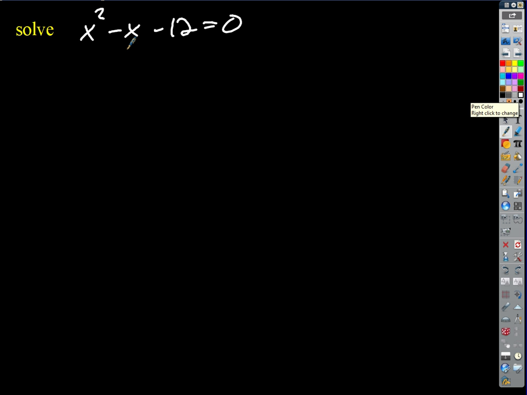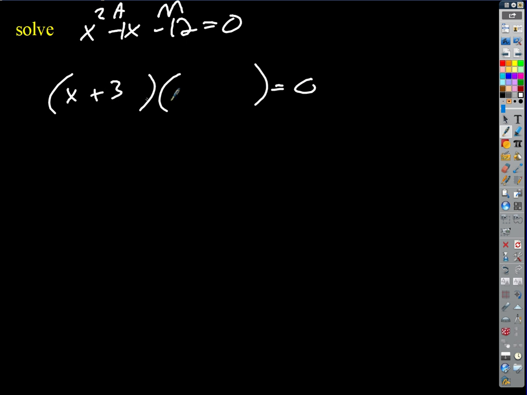Good, factor it. So can we find magic numbers? What would they have to multiply to? Negative 12, okay. And they'd have to add to negative 1, okay. So can we find magic numbers that do that? 3 and negative 4. There you go, perfect. So x plus 3, x minus 4.